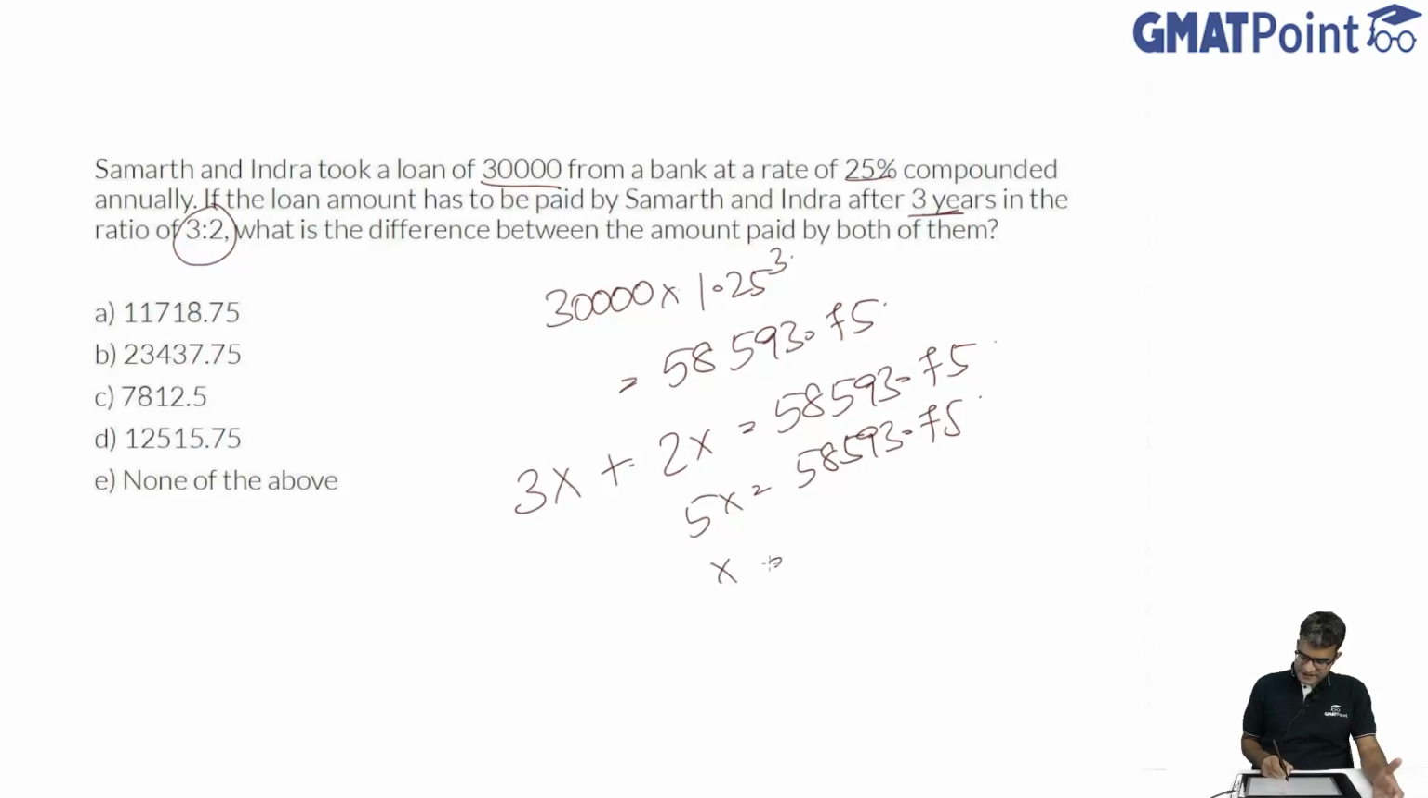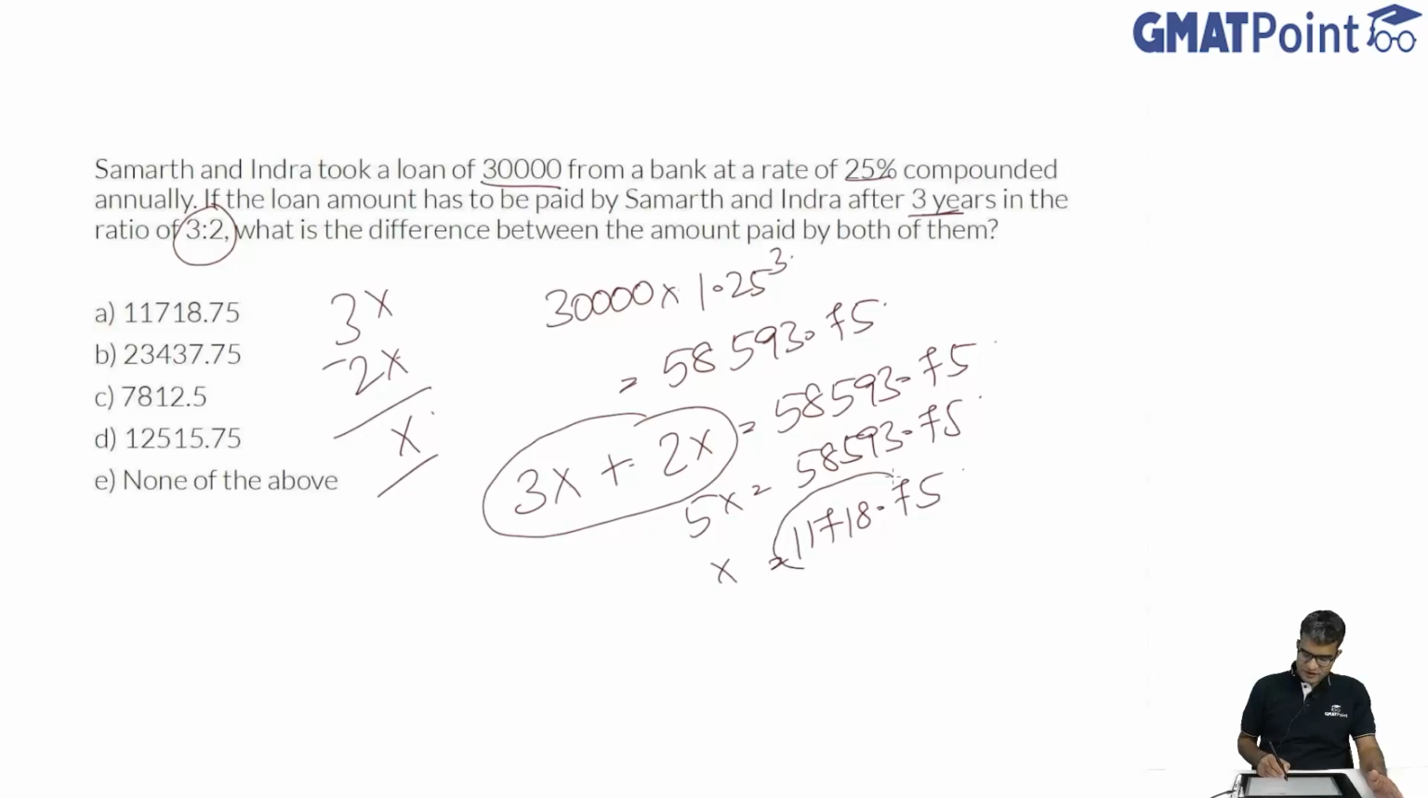Therefore, the value of x will be 11,718.75, which is actually the difference between the amount that is repaid by both of them. One guy repays 3x, another guy repays 2x. So the difference between them is x, which is equal to 11,718.75 rupees. Let us now look at the next concept.